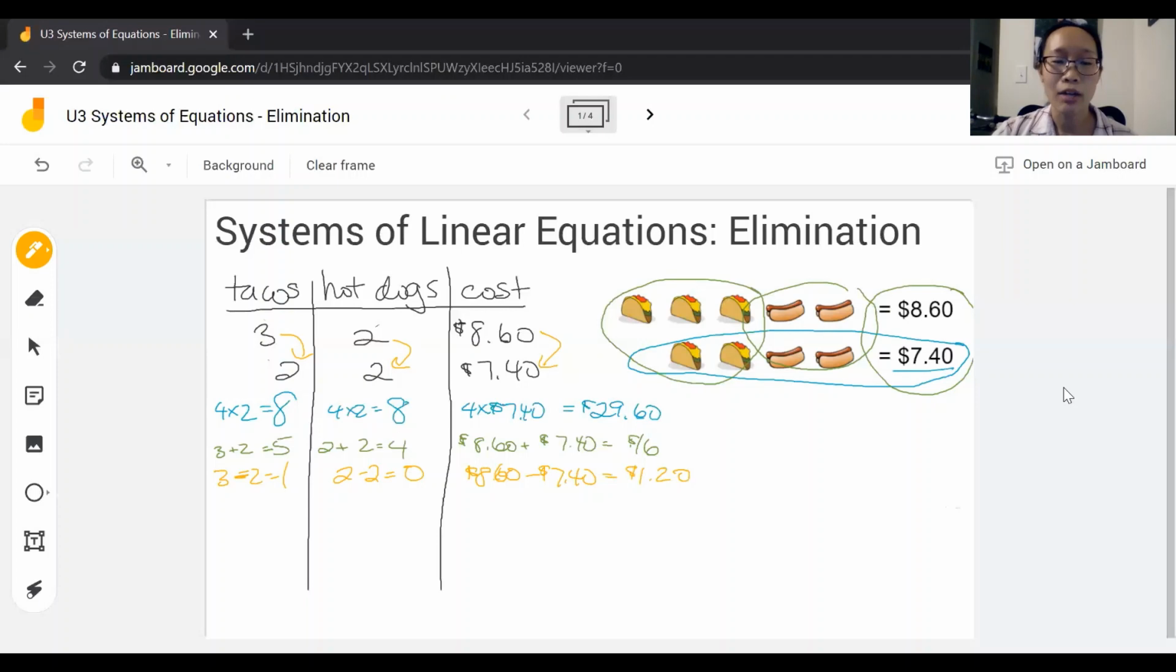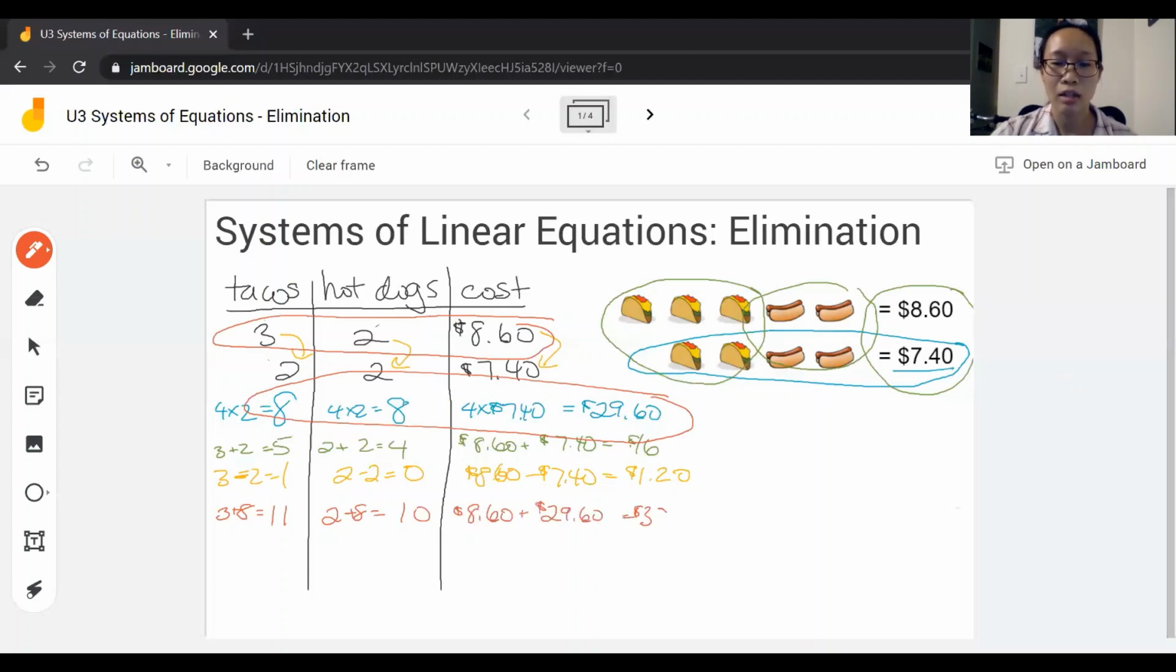And the fourth thing I notice is that I can mix and match. I can find the cost of 11 tacos and 10 hot dogs. Well, how do I know that? It's because I'm just adding this quadruple order and my original order. This is 3 plus 8 tacos. This is 2 plus 8 hot dogs, and then this is $8.60 plus the cost of my quadruple order, which is $38.20.